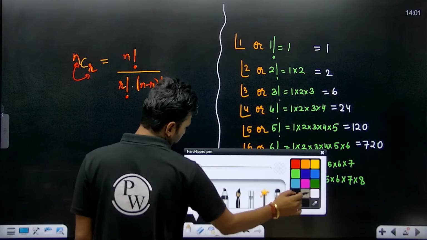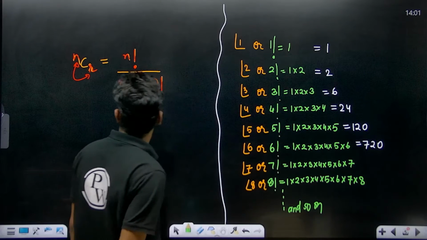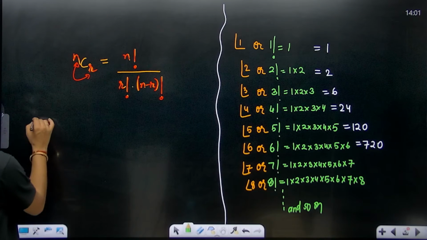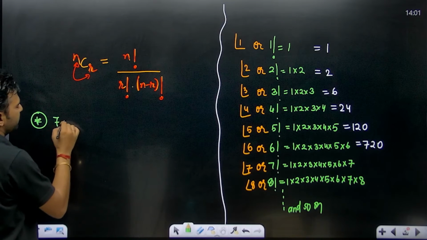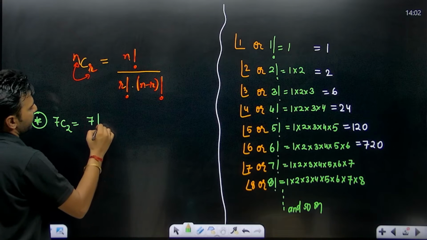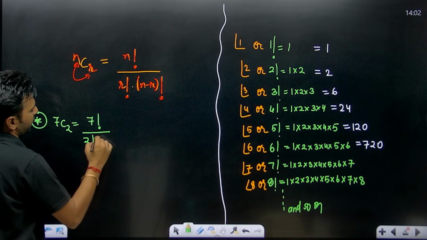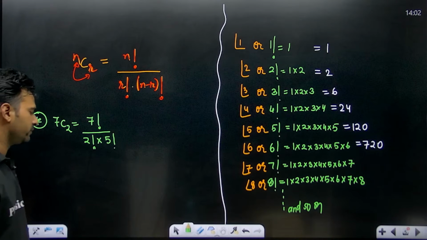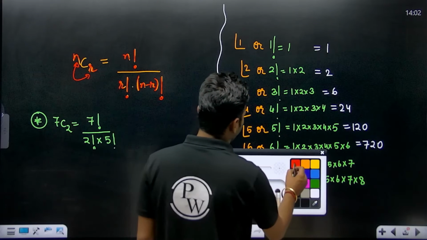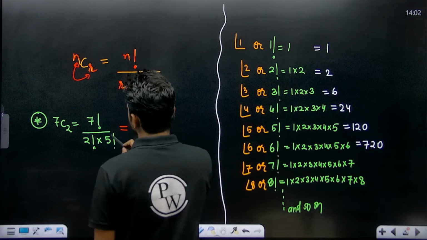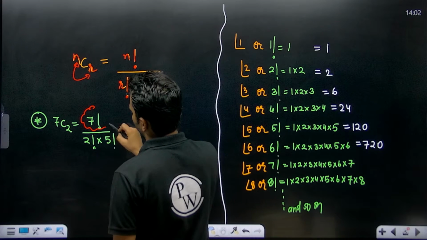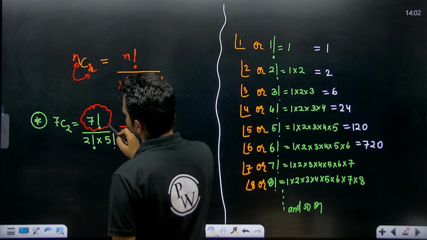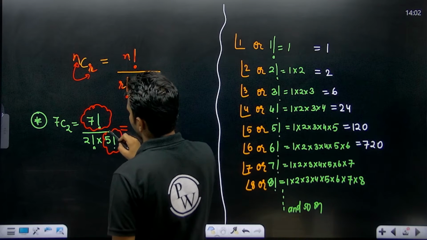I hope you know a few of the tricks to evaluate nCr comfortably. Let's say we want to evaluate 7C2. Then this is nothing but 7 factorial divided by 2 factorial into 5 factorial, because 7 minus 2 is going to be 5 factorial only. This is going to be 1 into 2 into 3 into 4 into 5 into 6 into 7, and this is going to be 1 into 2 into 3 into 4 into 5.